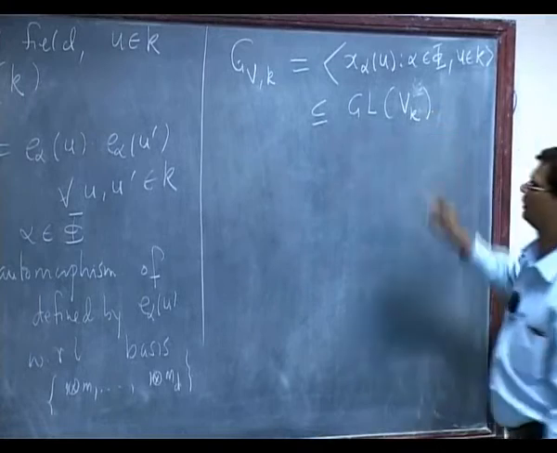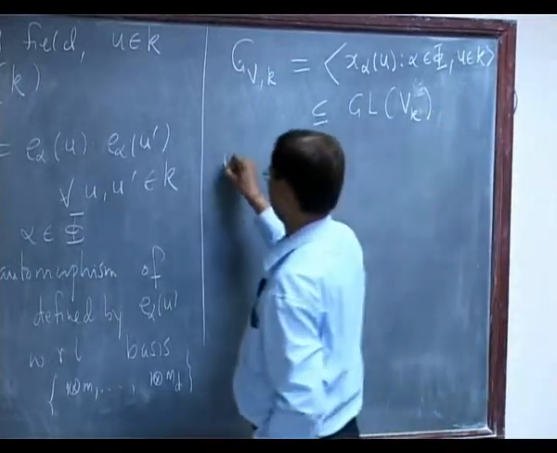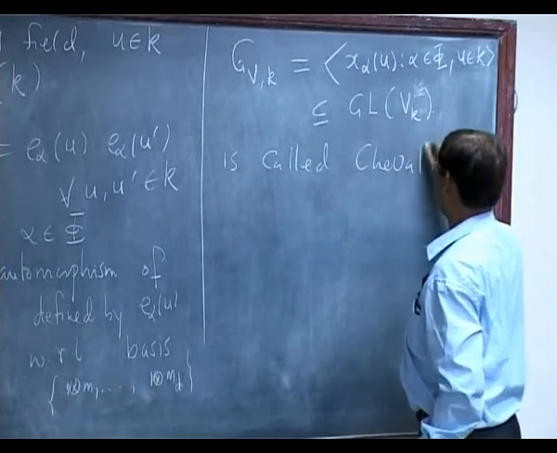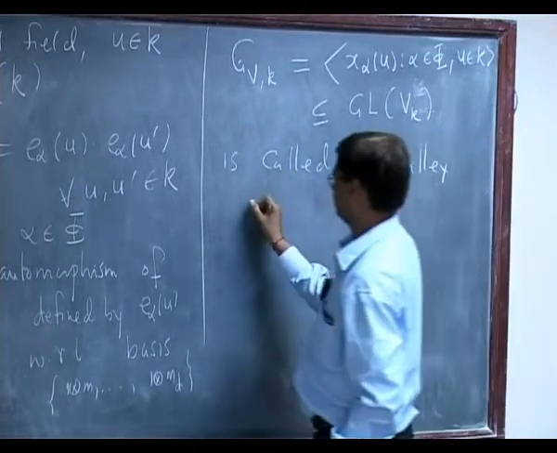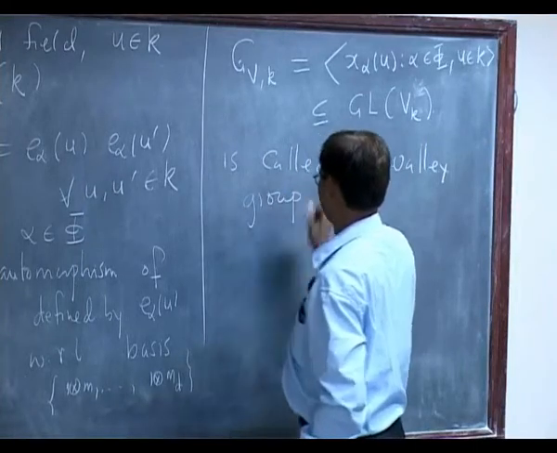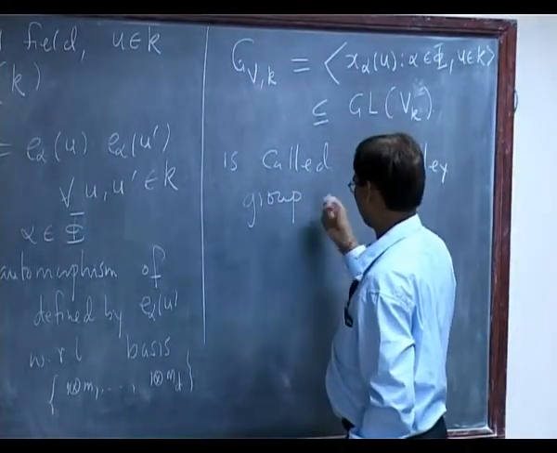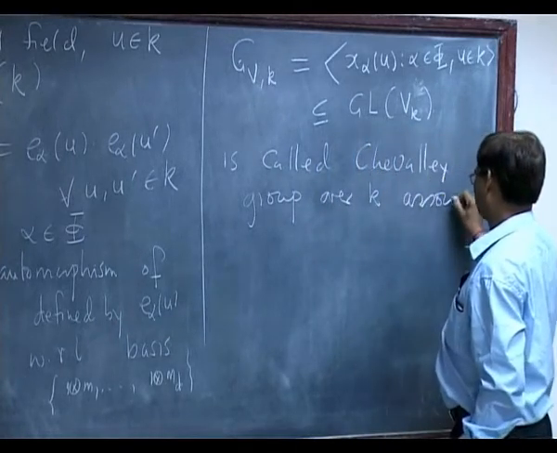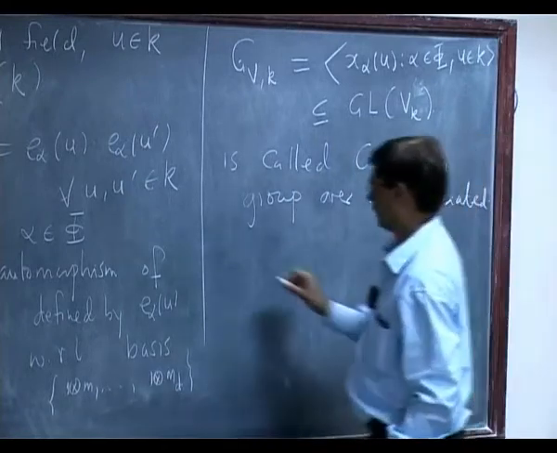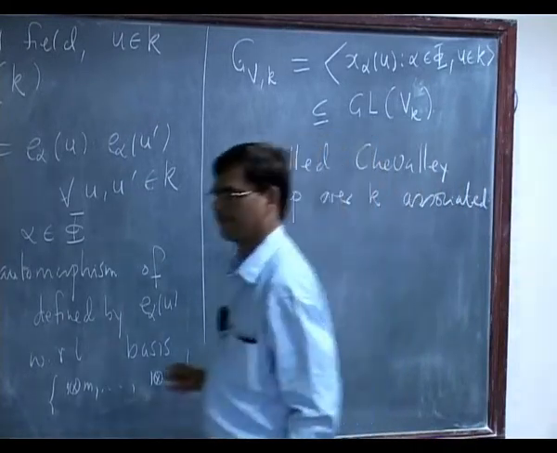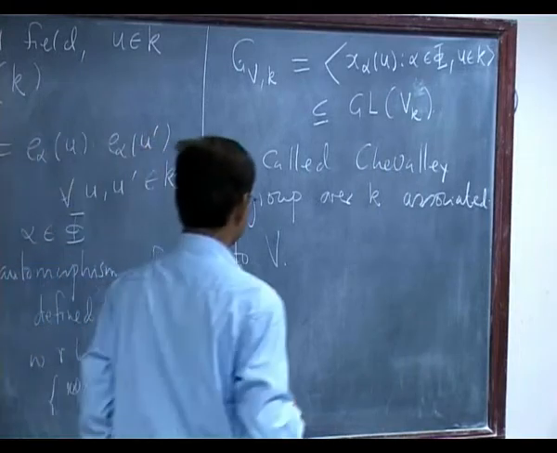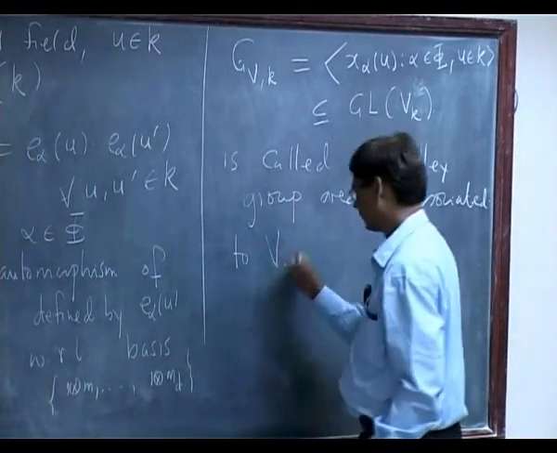This is called the Chevalley group over K associated to V, and we will observe later that this depends only on a certain lattice of this space.